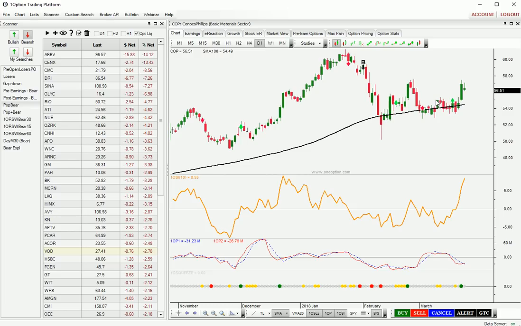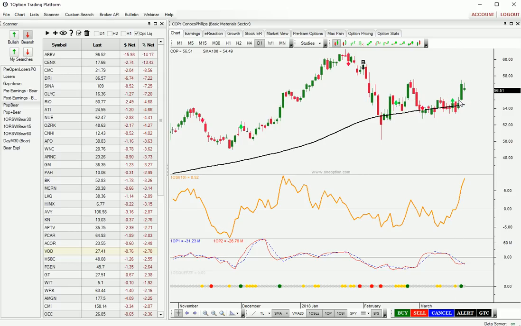And here we see COP. This is pretty nice. There is our bullish arrow. It's through the 100-day moving average. It's holding up well relative to the market today. We can see the strength in the orange line right there. I know I've got horizontal support here. Used to be resistance, now it's support.